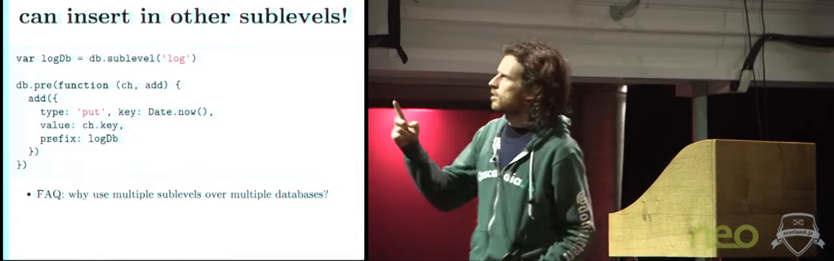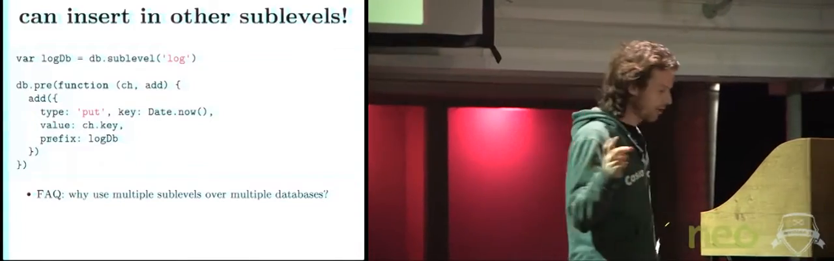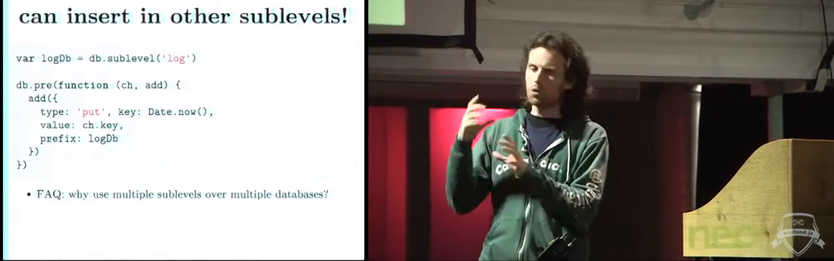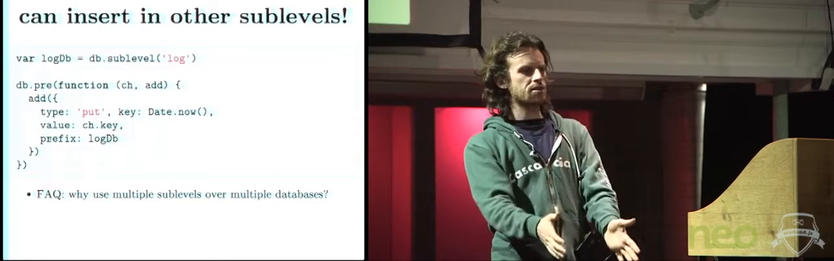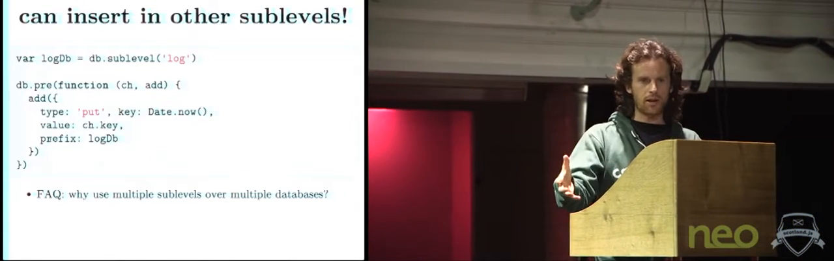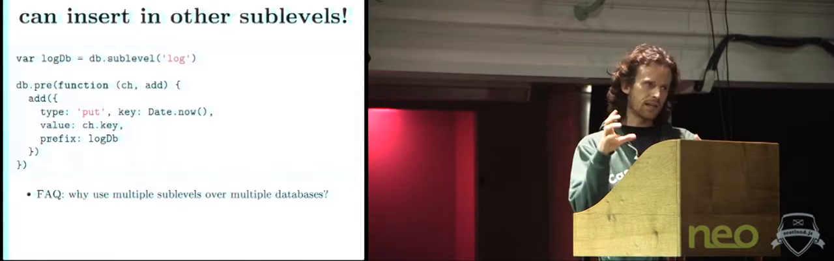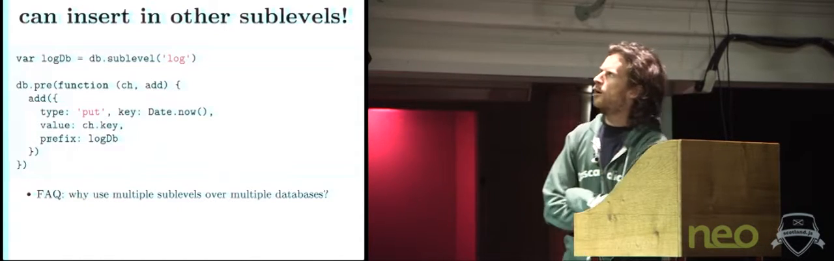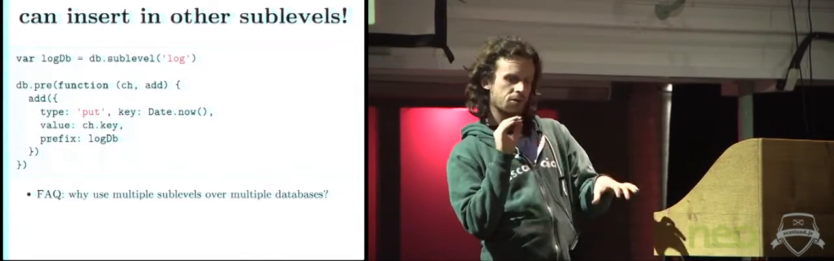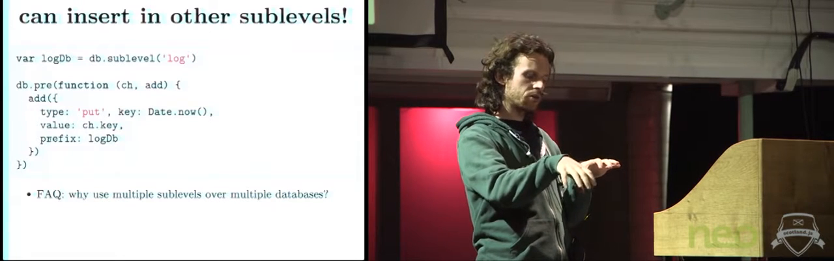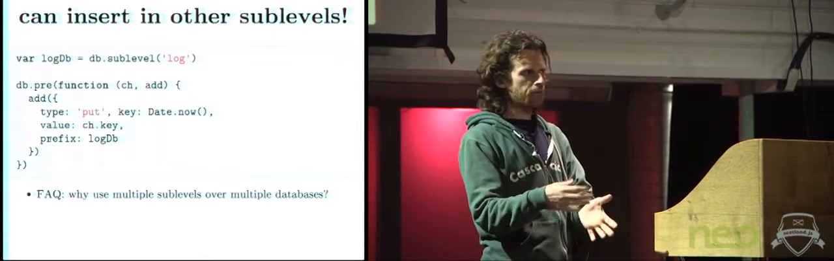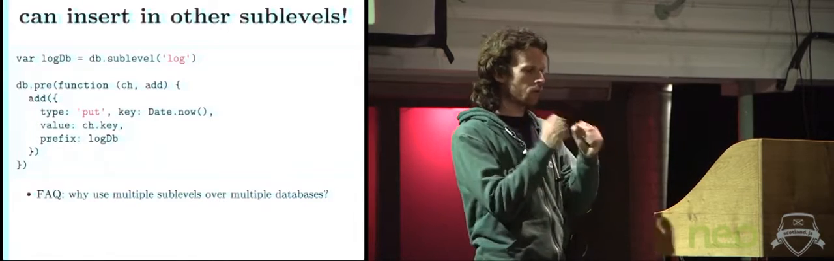A question I often get is, why use multiple subsections rather than multiple databases? And the answer is that with multiple subsections, it's all the same database, so you can still do batches across multiple sections. So you can atomically update multiple pretend subsection databases, but you couldn't do that with multiple separated databases, because all the writes are asynchronous, so one write could succeed, then you could crash, and then the other write will be lost. But if it's in the same physical database, then either the whole batch succeeds or the whole batch fails.